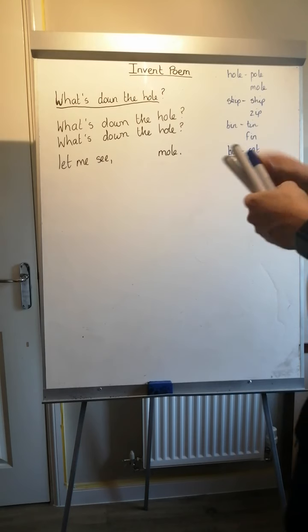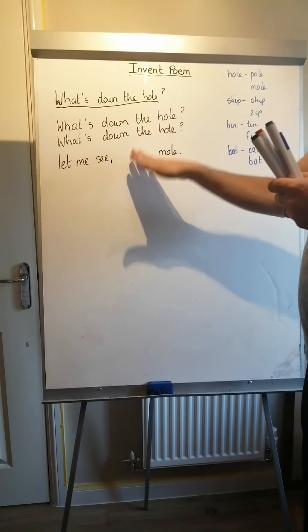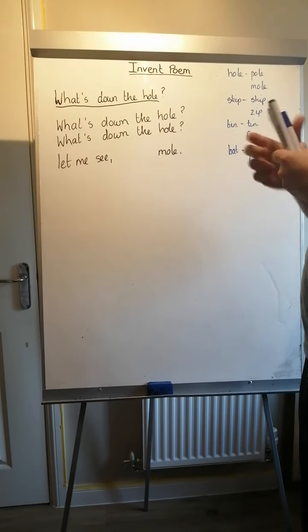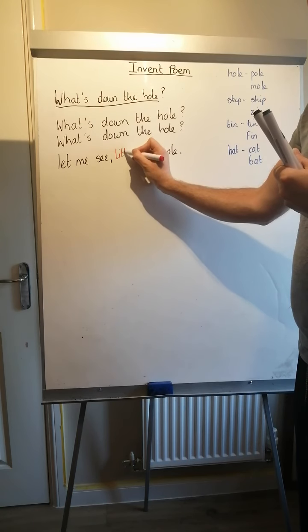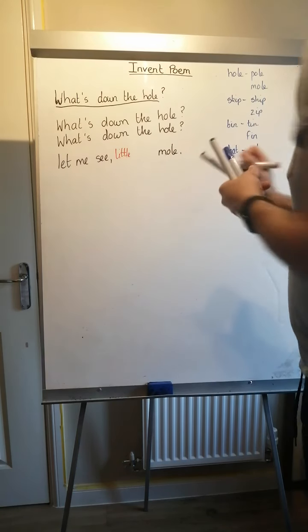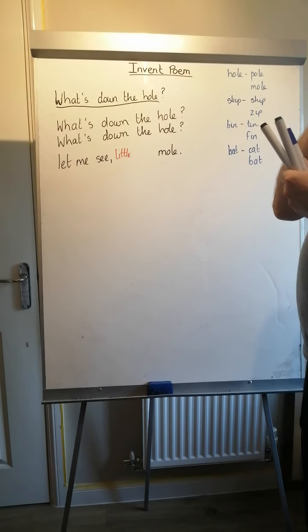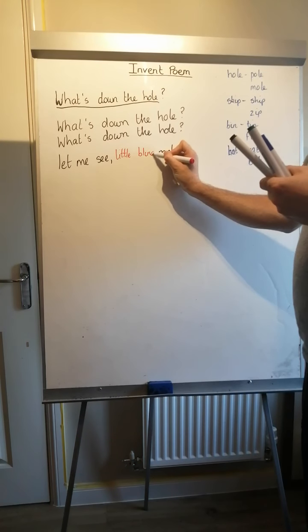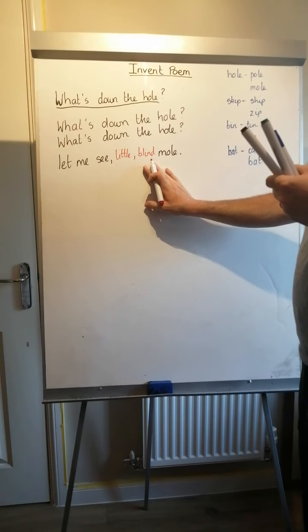Now, you can put one adjective in there, but most of you now should be able to come up with two adjectives for your object. So I've got a little blind mole. Comma between the two adjectives.